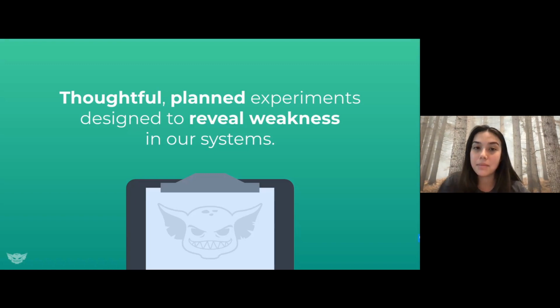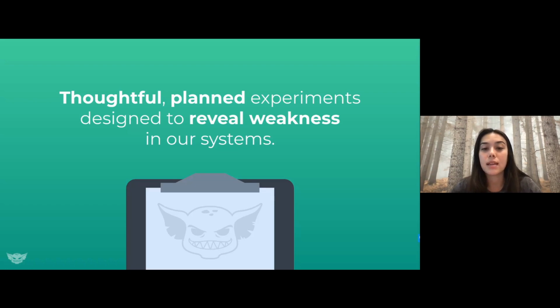So to sum it up, chaos engineering is thoughtful and planned. It helps you reveal weaknesses in your systems, both technical and human. Some questions to ask for your technical systems: see where it's broken or insufficient, like your user experience breaking. Is your monitoring and alerting set to the correct threshold? Is your auto scaling working?